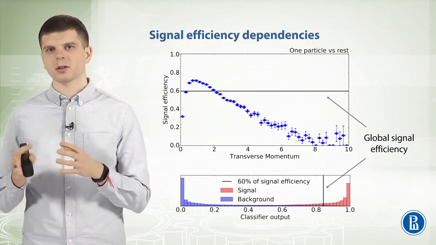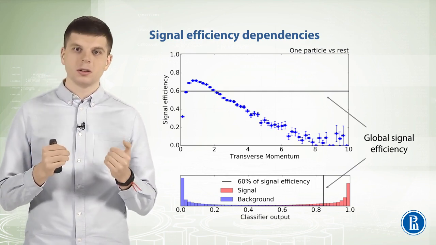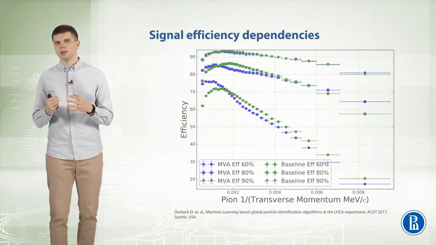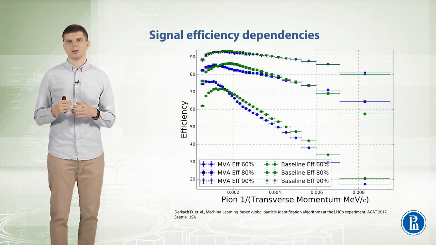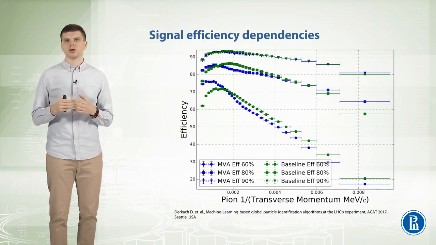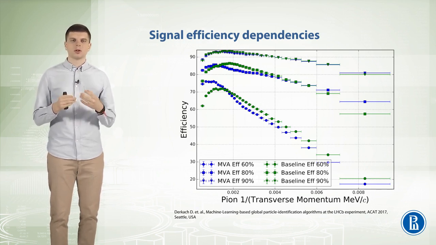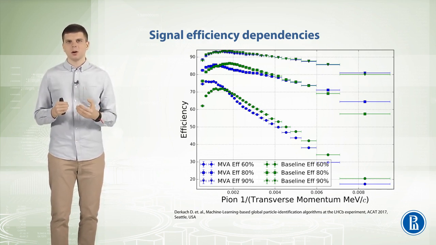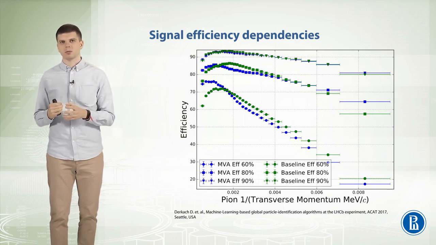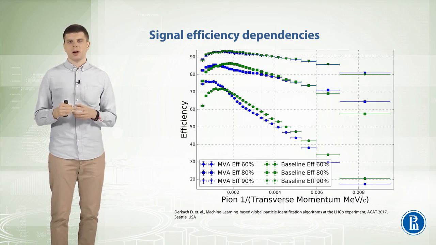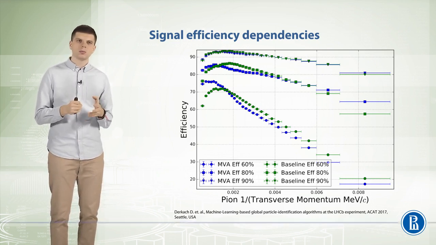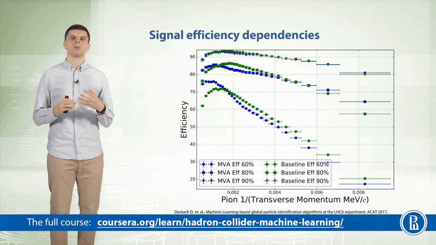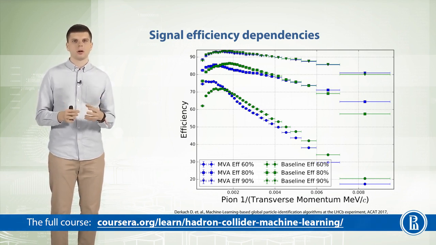Such effects bring systematic uncertainties to physics analysis. And it's preferable when a classifier selects the same ratio of signal particles in each momentum or transverse momentum region, for example. Similar dependencies are present in modern high-energy physics experiments. For example, the figure shown on the slide is provided by the LHCb experiment. The figure demonstrates dependencies of the pion efficiency on its transverse momentum for two different classifiers and for three different global efficiencies: 60%, 80%, and 90%. In the next video, we will consider several approaches to training a classifier to avoid such dependencies.